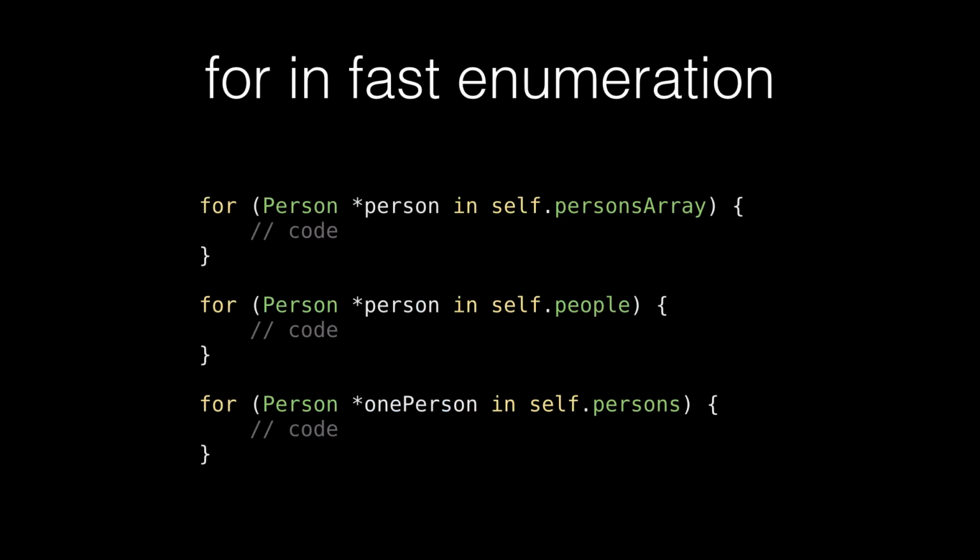So here's some examples for fast enumeration. I usually just like to repeat the name of the class except in lowercase. If autocomplete is giving you pains, you could try this variation on the bottom.